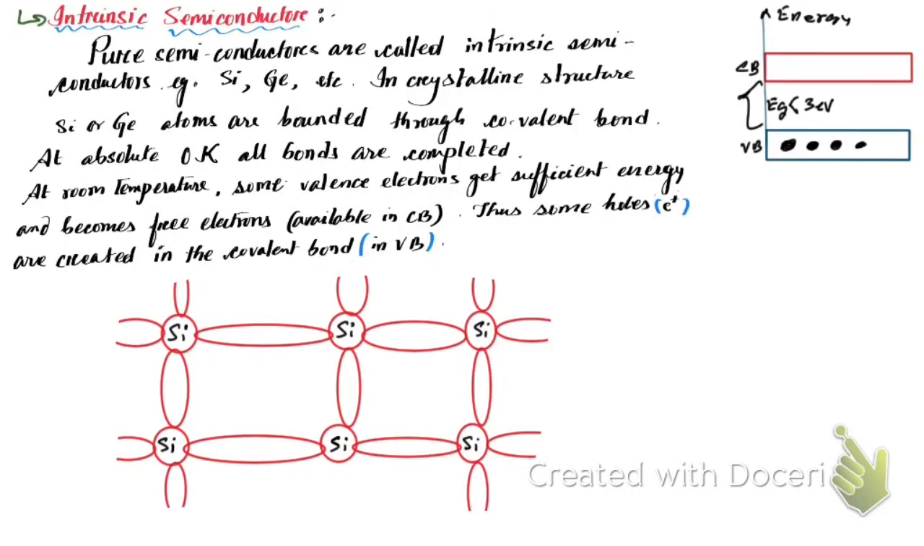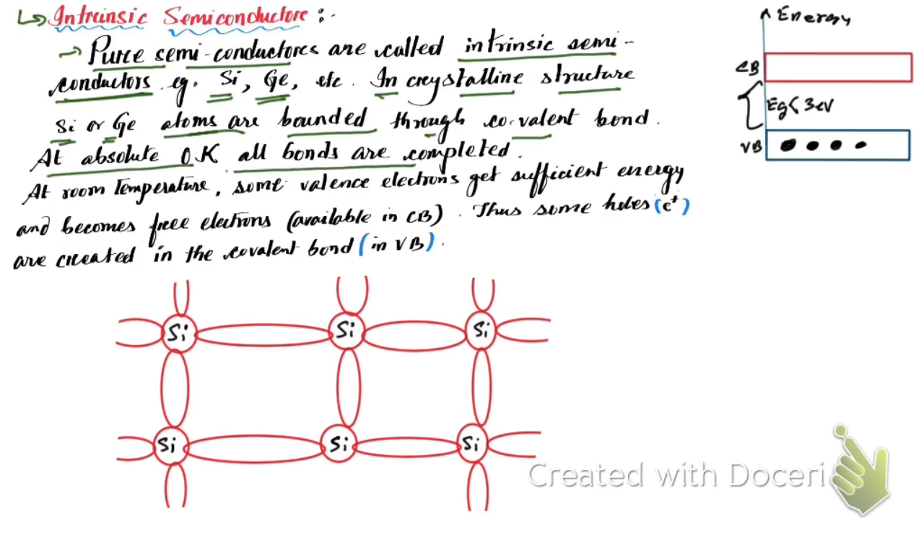So intrinsic semiconductors are pure semiconductors, for example silicon, germanium, etc. In the crystalline structure of silicon or germanium, atoms are bound through covalent bonds. At absolute zero all the bonds are complete.